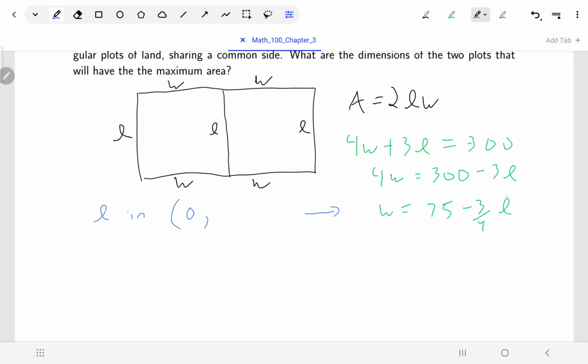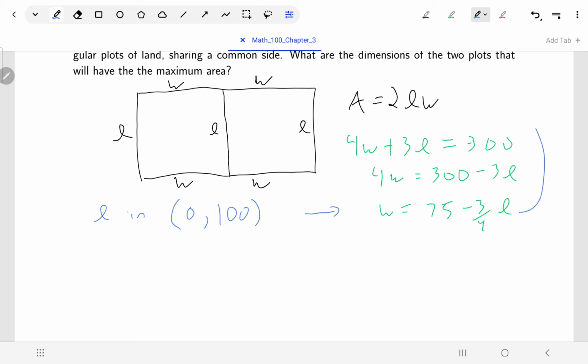If my length were 100 or larger, then that would make my width negative, and of course that's not possible. I can find that if I have 300 as my maximum amount of fencing, then the biggest amount I could have for each L is 100. And again, I couldn't have my length being exactly 100, because if I had 100, 100, 100, then I'd have no fencing left for my widths and I wouldn't have any rectangles. So that means for my length, it's somewhere between 0 and 100.